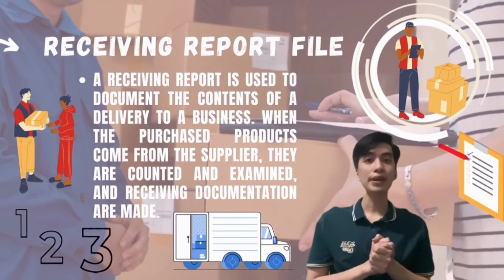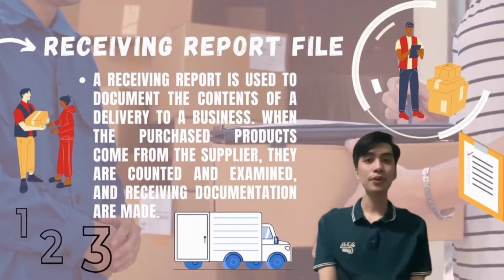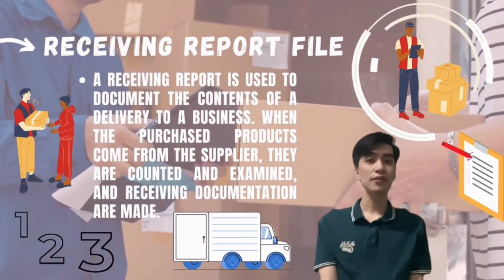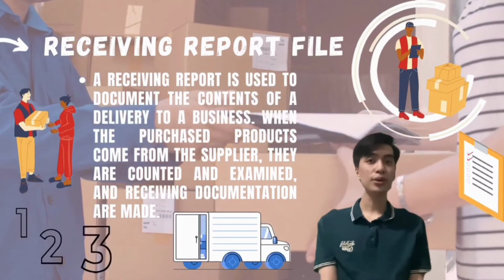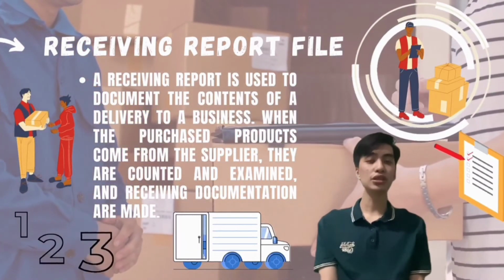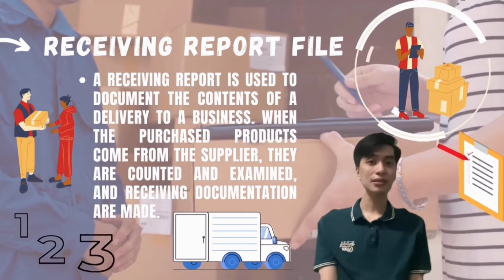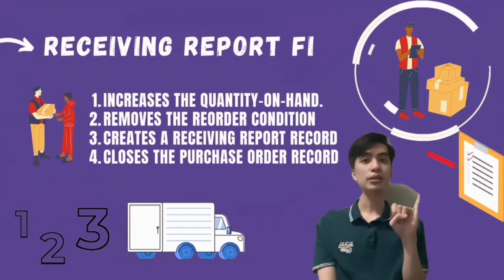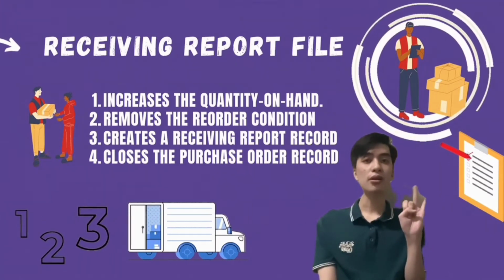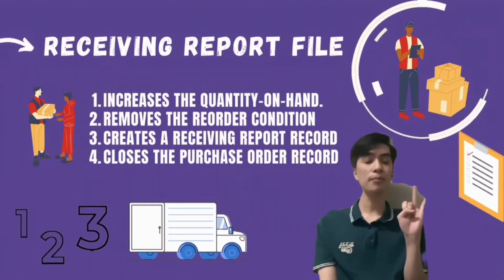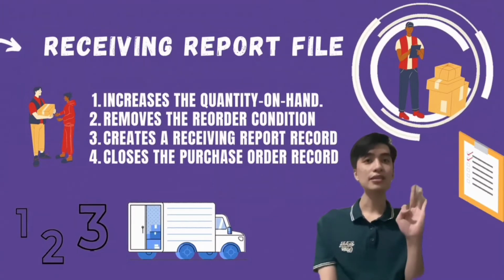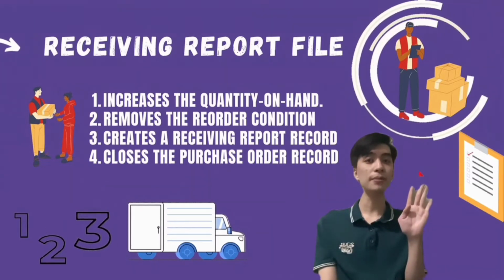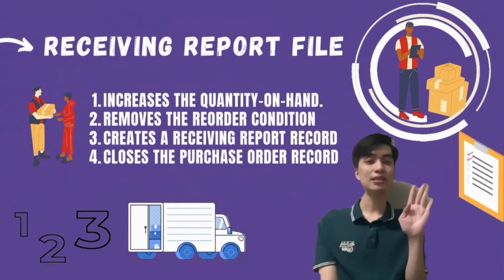In a computer-operated environment, when the purchased products come from the supplier, they are counted and examined, and receiving documentation is made. Via terminal, the receiving clerk inputs information about the products received. Then the system automatically conducts the following tasks: increases the quantity on hand field in the inventory records, removes the reorder condition by resetting the PO number field to its normal blank state, creates a receiving report record of the event, and lastly closes the purchase order record by placing the receiving number in the designated field.